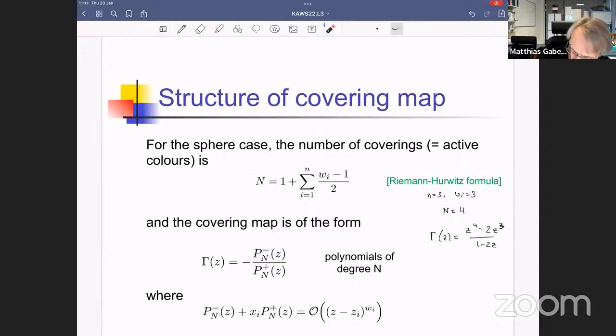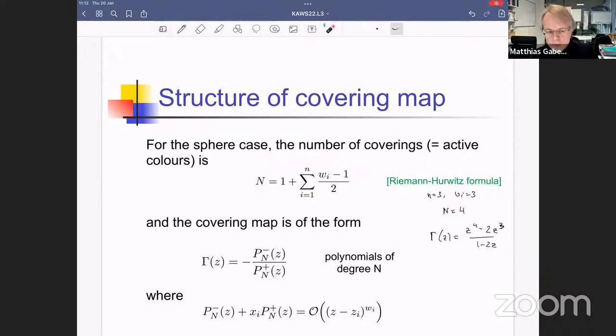So for example, here we have a degree 4 polynomial in the numerator, and it's a very special degree 4 polynomial in the denominator, namely it happens to be degree 1, but it's certainly within the family of degree 4 polynomials. And in general, this covering map will always be, for the case of the sphere, a polynomial of order n divided by a polynomial of order n, where n is the number of pre-images, which is given by the Riemann-Hurwitz formula. So that's the structure of the covering map.